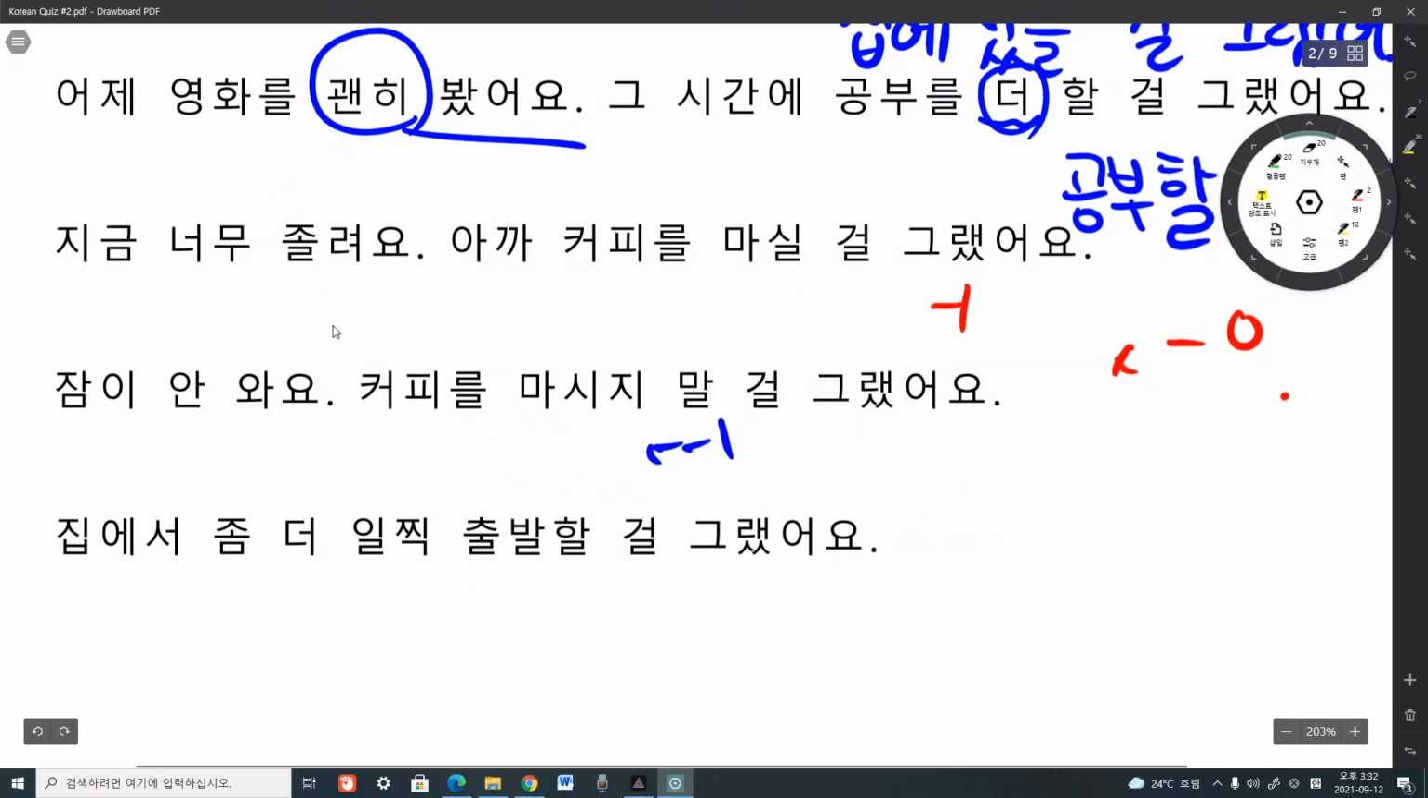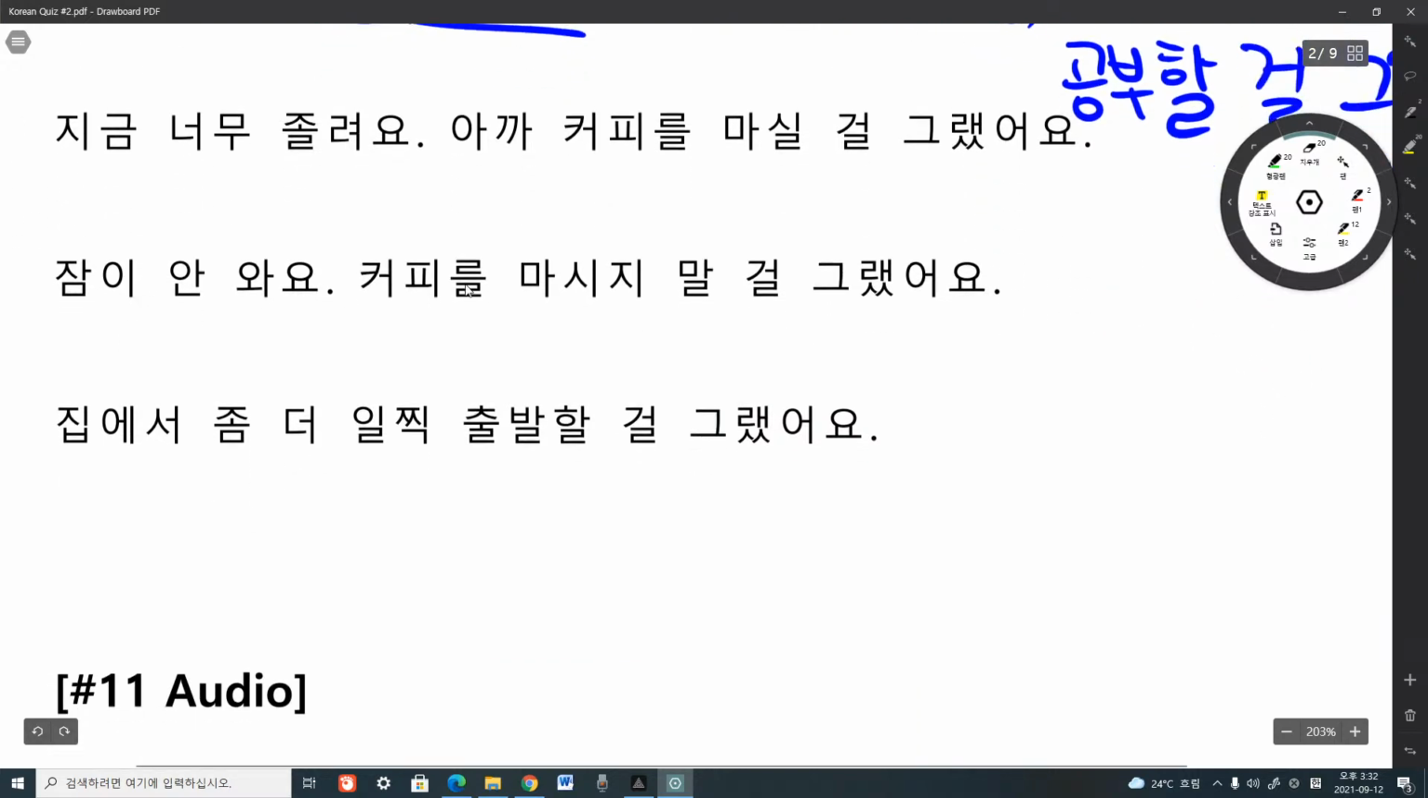regret. 그 다음에 and this is the opposite case from the sentence that we just learned. This sentence. 잠이 안 와요. 잠 means sleep, right? And 오다 means to come. So literally it means sleep doesn't come. So when you say 잠이 안 오다, it means like you can't fall asleep. You're having a hard time falling asleep. So 잠이 안 와요. I can't sleep. I can't fall asleep.